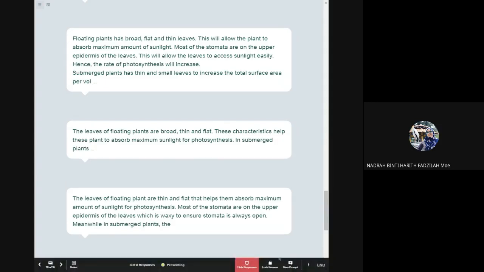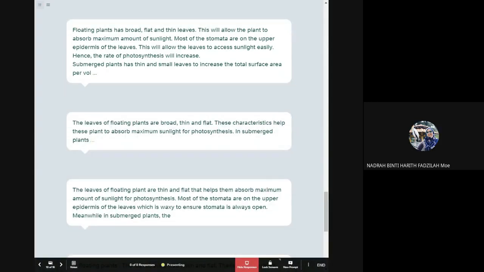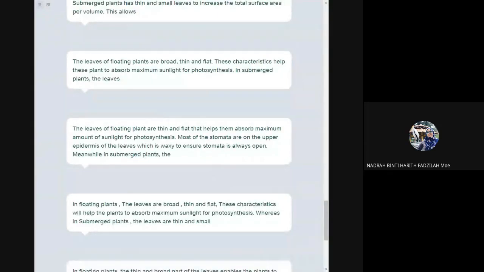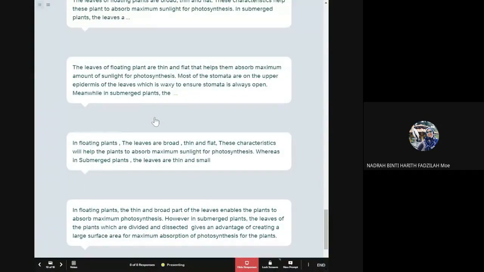Teruskan. Betul-betul. Tak ada masalah. Okay, Alia ni, Alia punya jawapan tu memang on the right track dah. Teruskan. Okay, ada yang guna balik point thin and small leaf. Satu, large surface area. Dua, maximum absorption of sunlight. Good. Okay, ada satu lagi point yang kita boleh recycle.